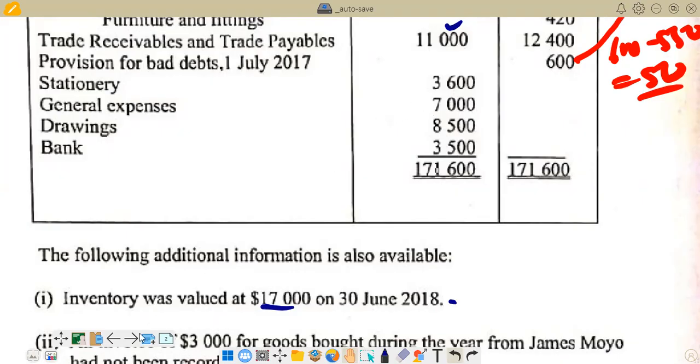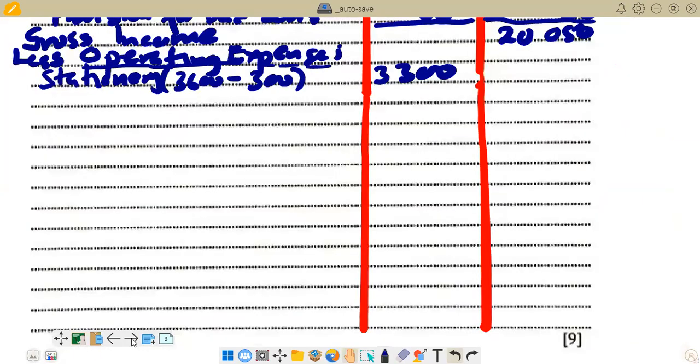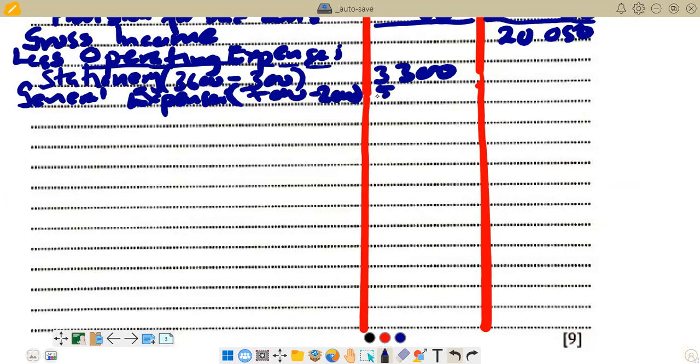So we come here again and summarize that working. Now we are saying general expenses. General expenses, so in brackets, we summarize the working. We are saying 7000 minus 2000. Then we get our 5000.